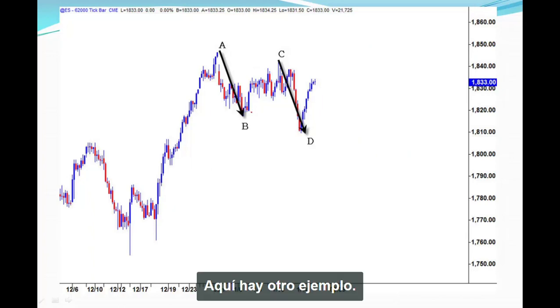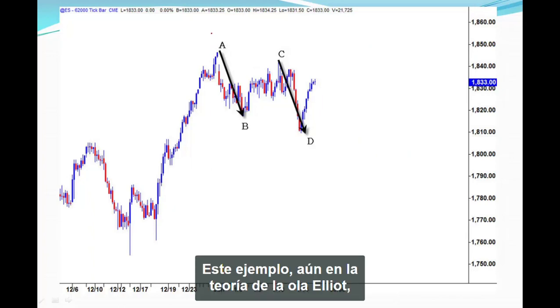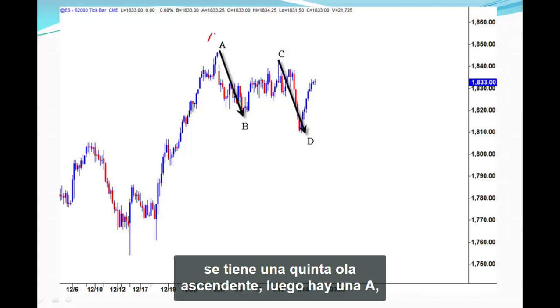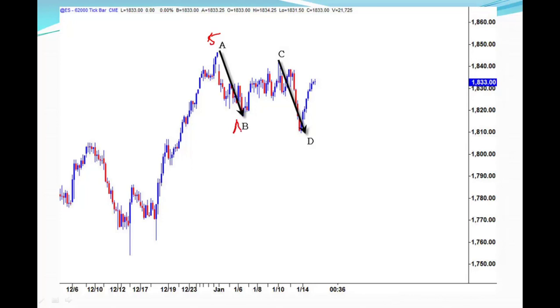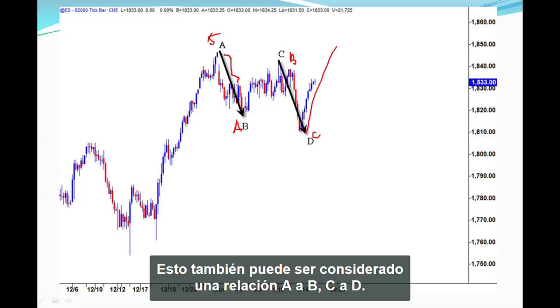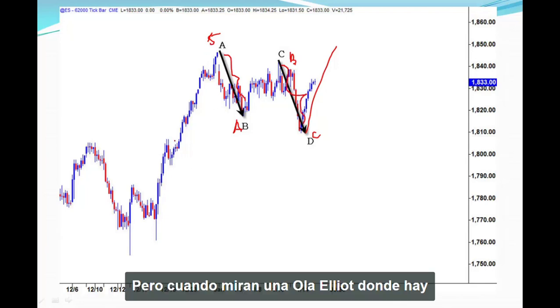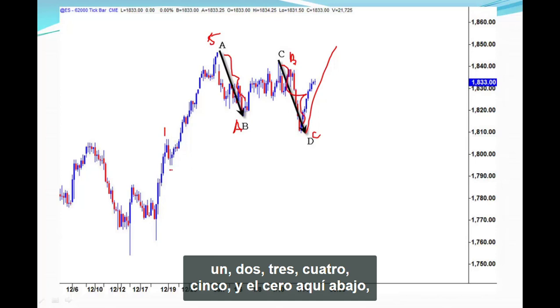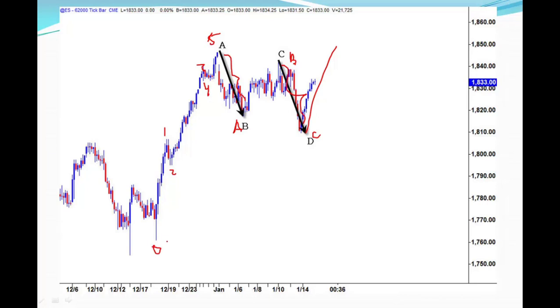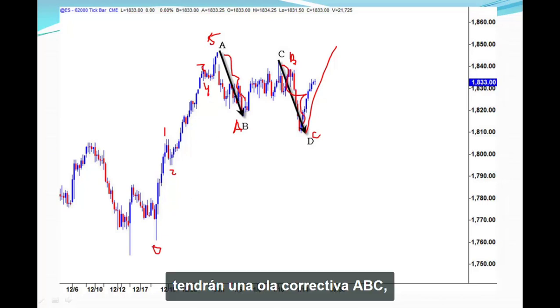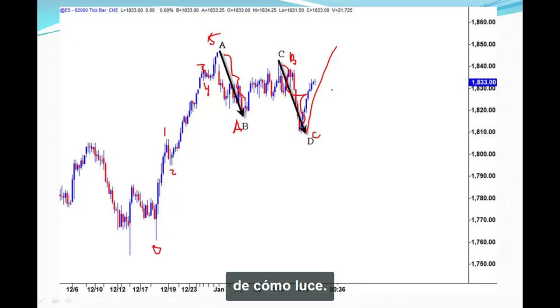And here's another example. Even in the Elliott wave theory, you have your fifth wave up, and then you have your A, B, C corrective wave. Also, this can be considered an A to B, C to D relationship. But when you're looking at Elliott wave, where you have 1, 2, 3, 4, 5, and you zero down here, you'll have your ABC corrective wave, and you're going to learn that today, what that looks like.